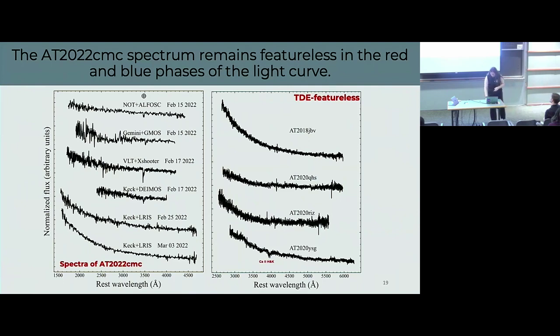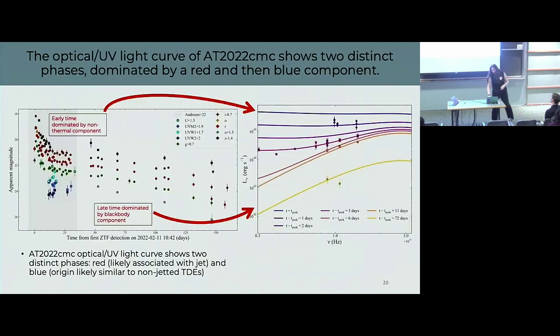But when we want to make comparisons using the light curve, we have to be a little bit careful. 22 CMC, of course, has this very early time light curve that is dominated by the non-thermal component from the jet interacting with the circumnuclear medium.